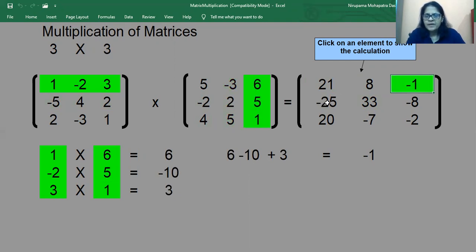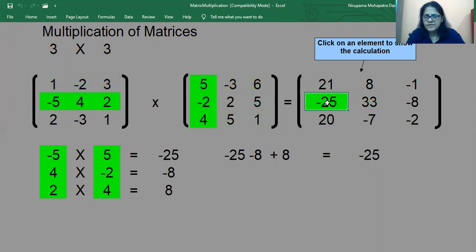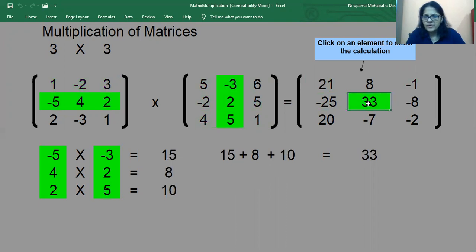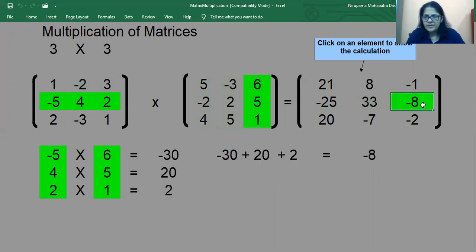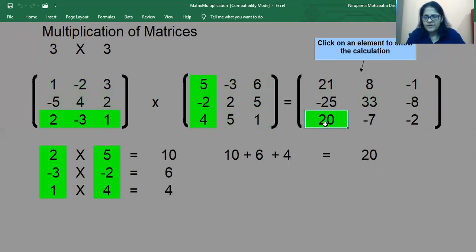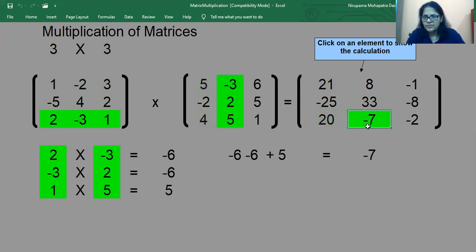Is it clear? Here you can see the second row, first column of the product matrix. We are considering the elements of the second row of the first matrix and the first column of the second matrix, and we are taking the sum of the products. Got it? Now 2, 2, here you can see, and 2, 3, got it? Now the third row, first column of the product matrix. We are taking the third row from the first matrix and the first column from the second matrix. Again you see 3, 2.